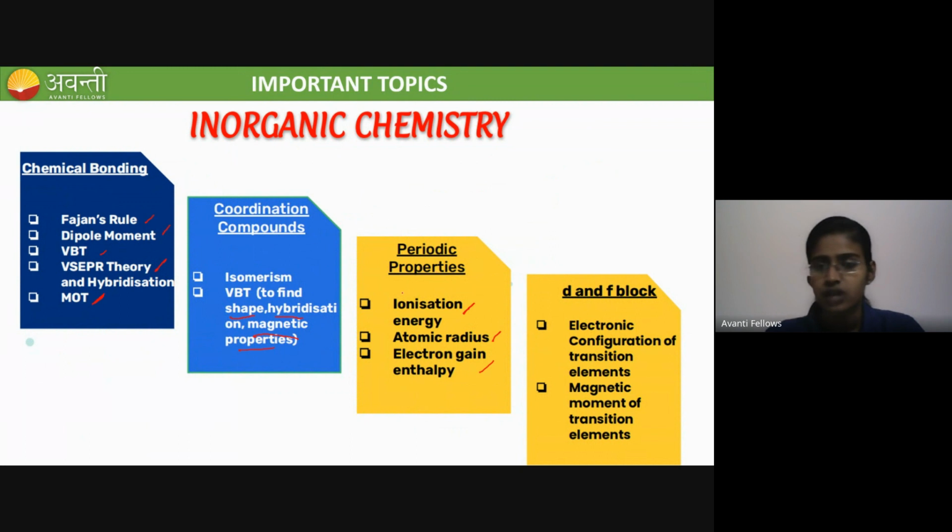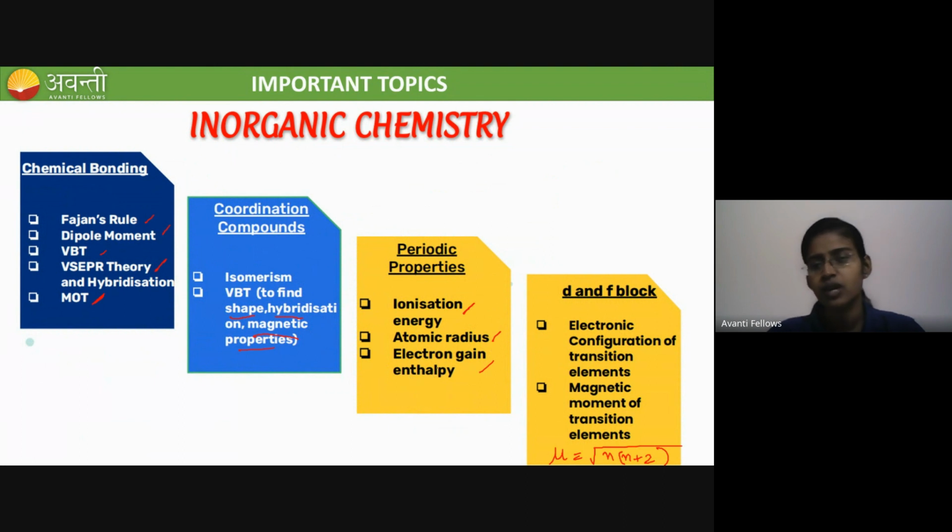And D and F block electronic configuration. First of all, you need to memorize all the elements, the 3D elements you should memorize by now. Electronic configuration of each and the exceptions under each. Chromium and copper are exceptions for electronic configuration, so that thing we have to study. And all the magnetic moment formulas and their related problems. Magnetic moment is equal to root of n into n plus 2. So this formula you have to study.